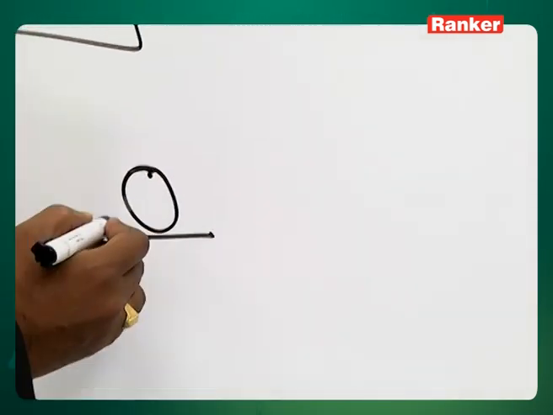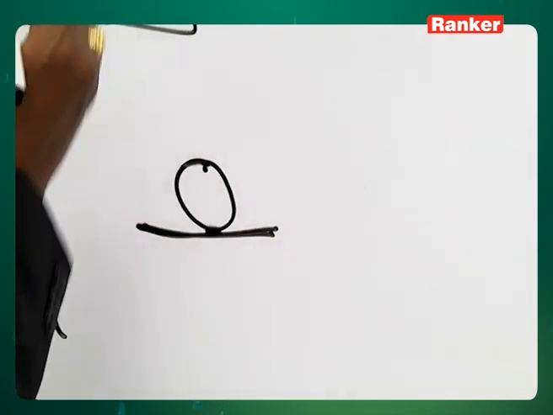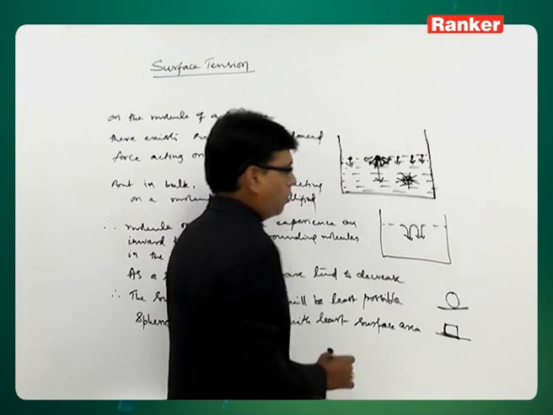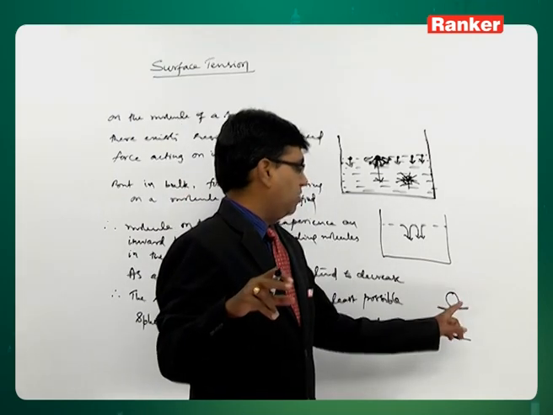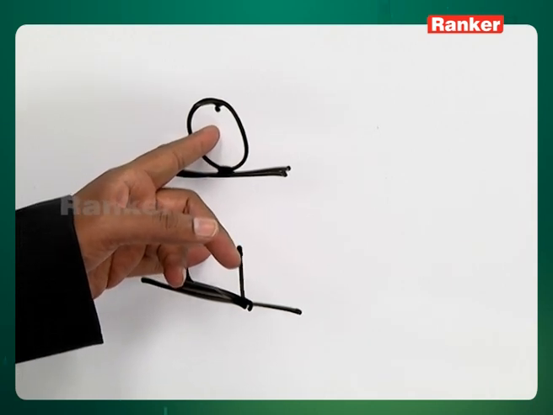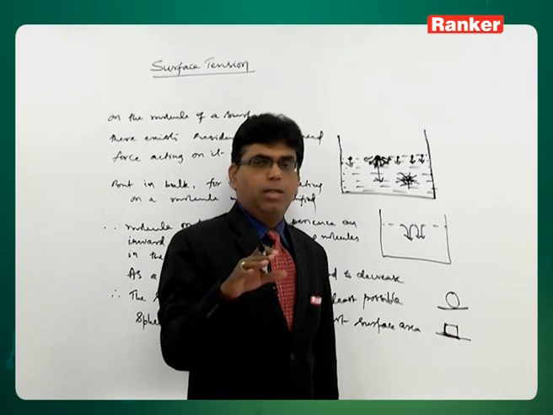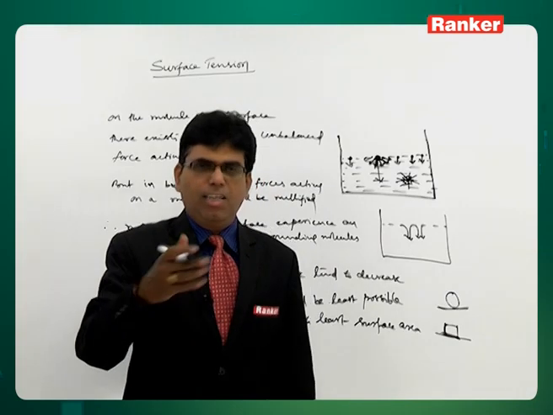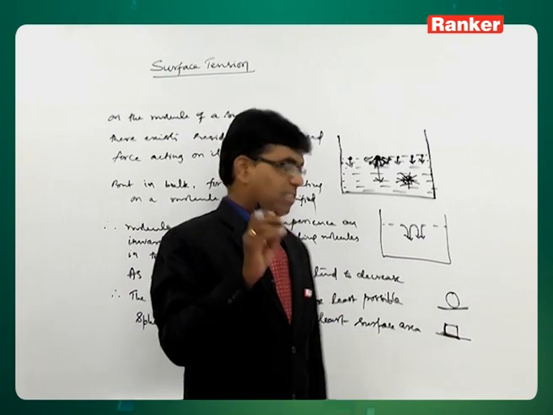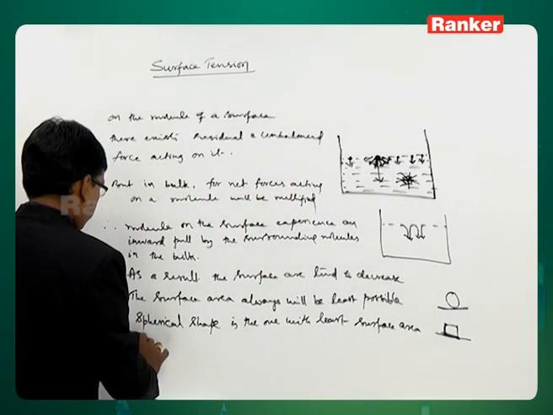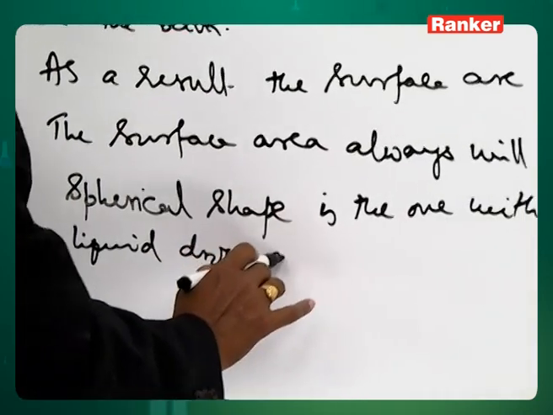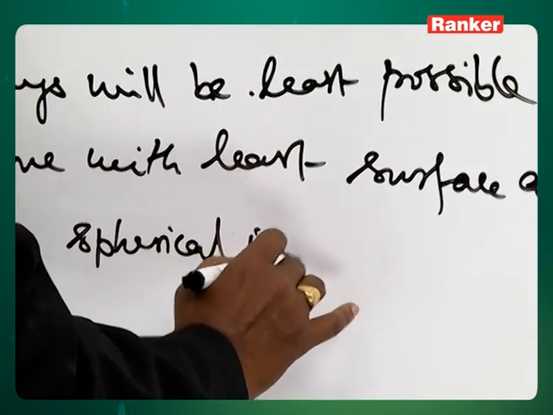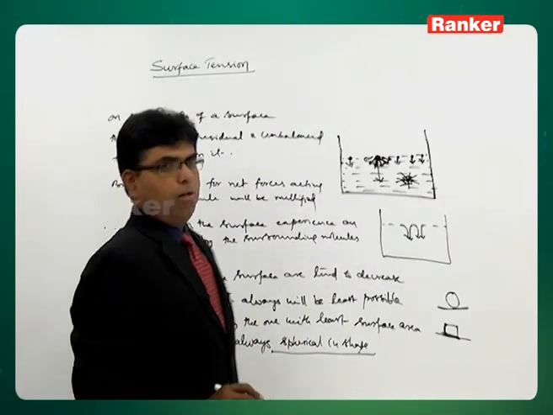If you imagine a sphere and put it on a plane, the surface area is only this much. But if you take a square or triangle or any other shape, then, in spite of the same volume, if you consider two geometrical figures, one spherical and one a square, both having the same volume, the surface area of the sphere will be the least compared to a square or triangle or any other geometrical figure. That is the reason why liquid drops are always spherical in shape.